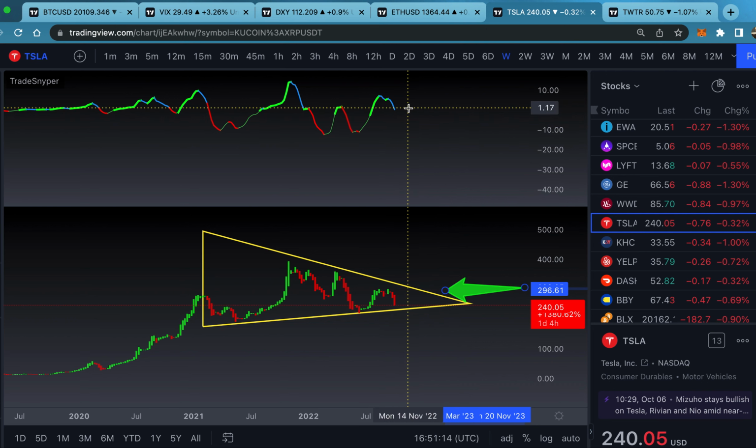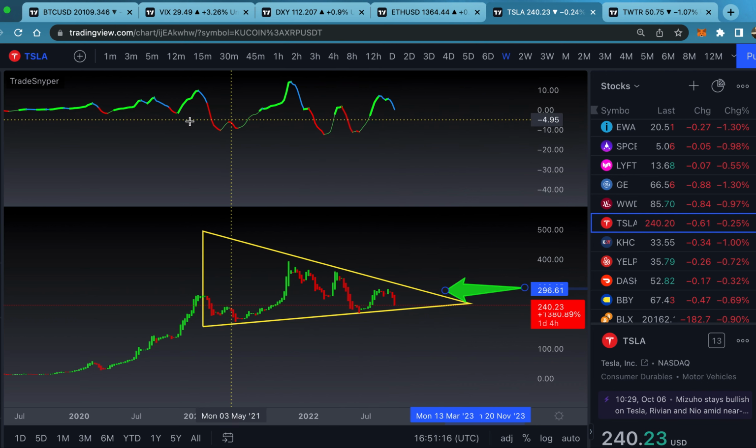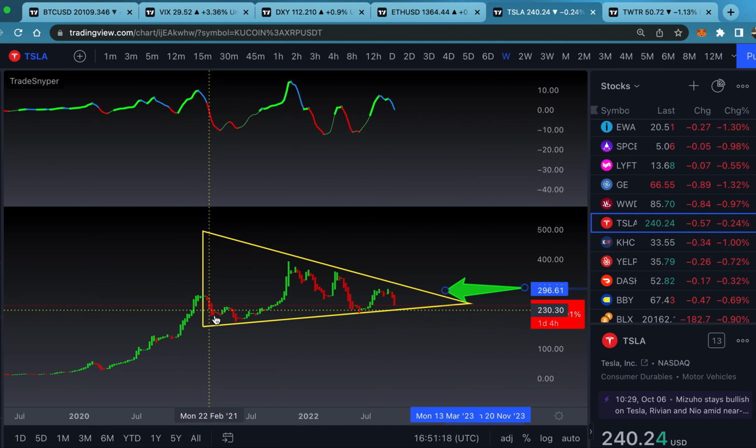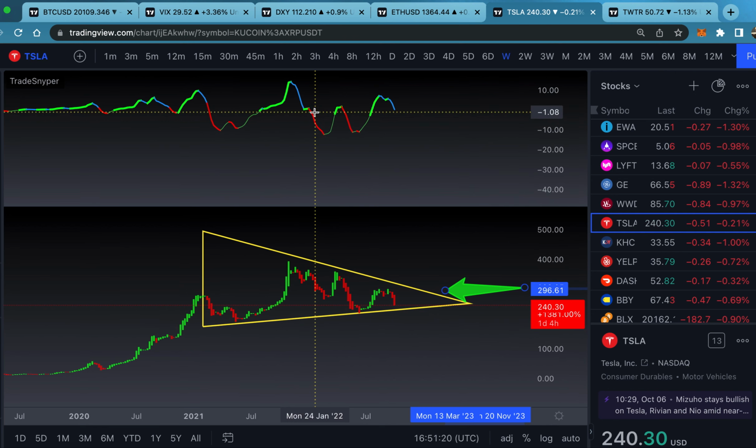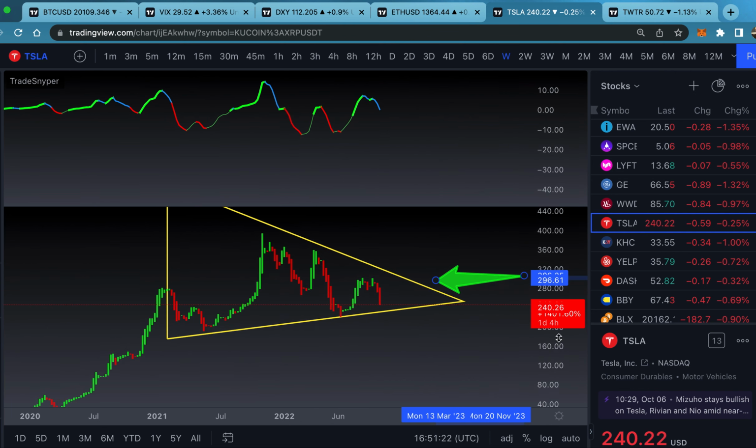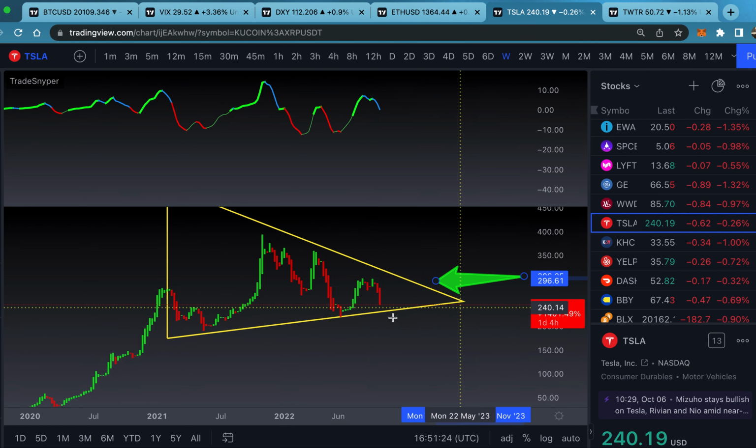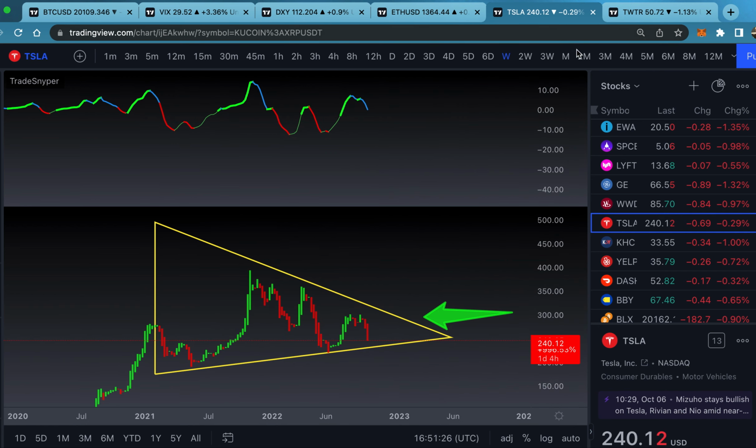As you can see, the weekly's blue. If this was to flip red, sort of like it did back here, you'll see the red, this pretty significant sell-off. So we'll be monitoring Tesla as well as we approach this floor. So definitely follow along for that.